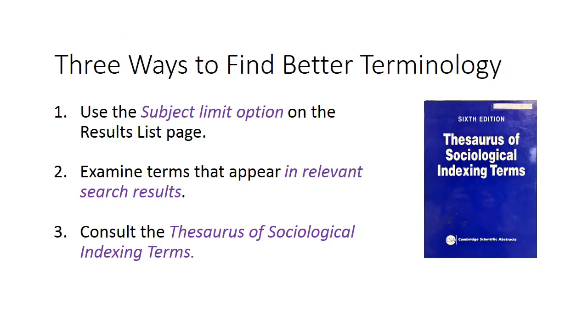There are three ways you can discover search terms in sociological abstracts. Number one, using the subject limit on the results list page. Secondly, you can view the results list, find relevant search results, and note the terminology that particular search result contains. And finally, looking in the Thesaurus for the official terms created by the American Sociological Association.